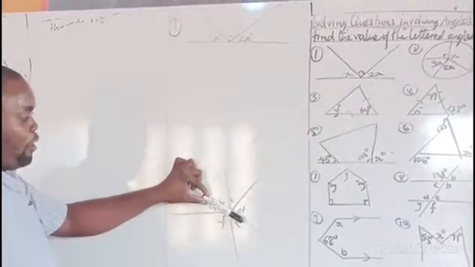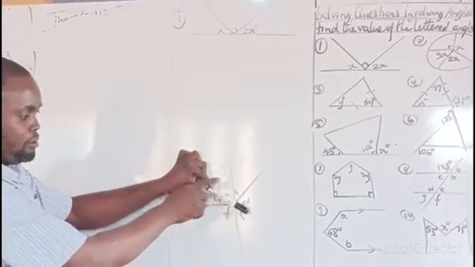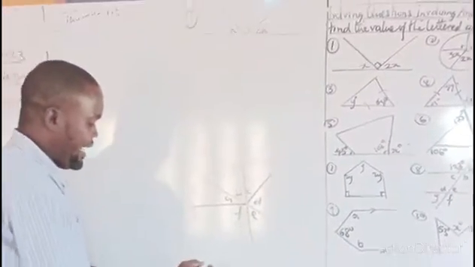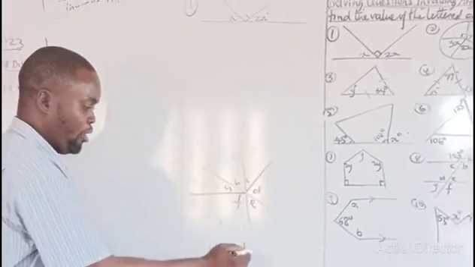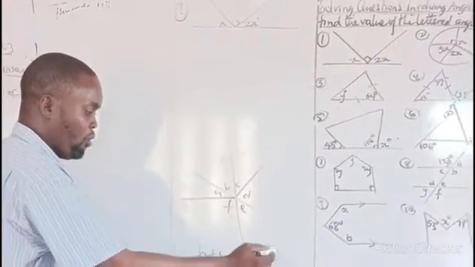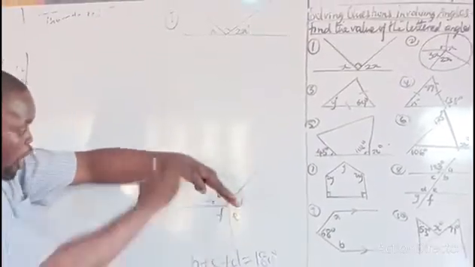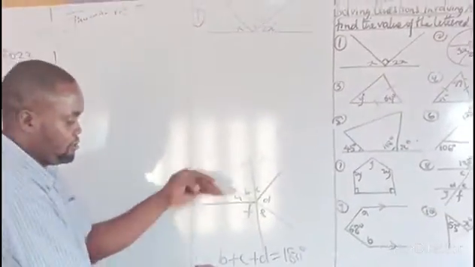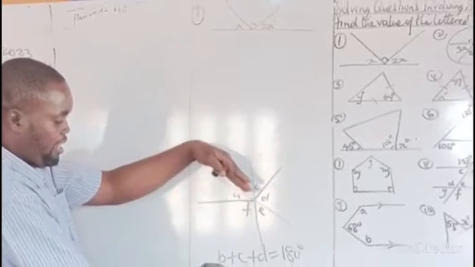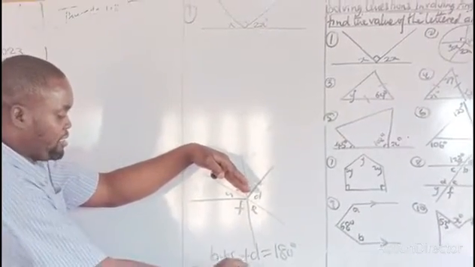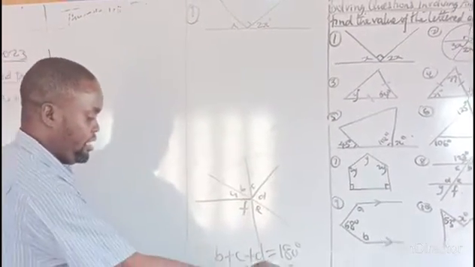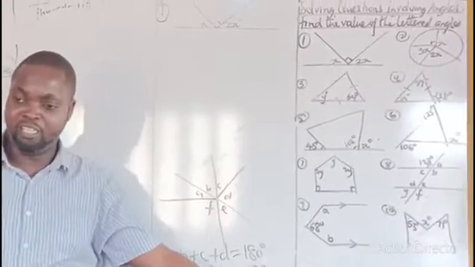What are the angles that we have up? B, C, and D. So that means that B plus C plus D must give us 180 degrees. That is what angle on a straight line means. Or the other one will be what? A, F, and E. Then A plus F plus E also gives 180 degrees. Sum of angles on a straight line.